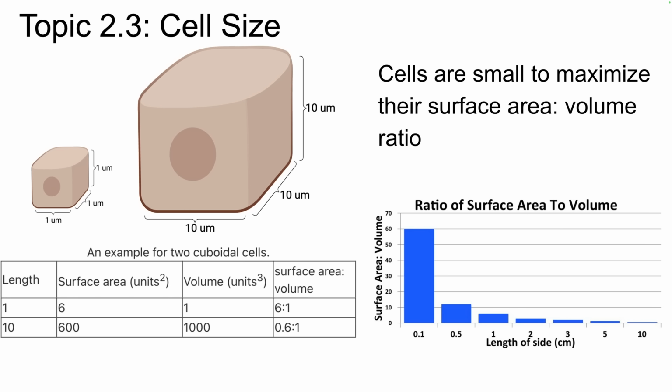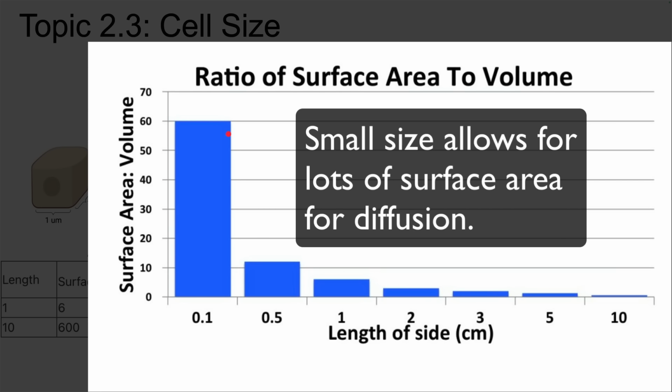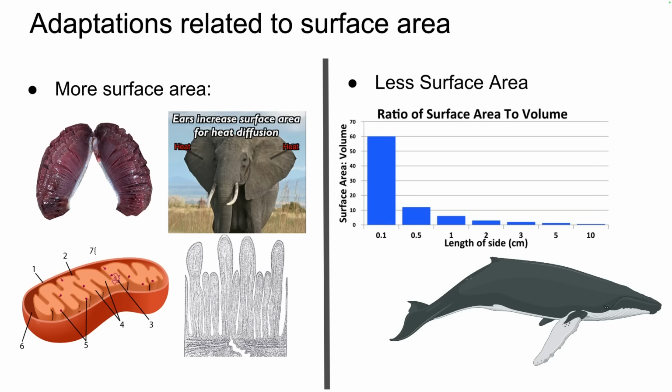Topic 2.3 is cell size, and the key idea is that cells are small to maximize their surface area to volume ratio. As objects get bigger, the amount of surface area they have relative to their volume goes down. That's why cells need to be small, so they can have lots of surface area to allow for lots of diffusion. There are many, many adaptations that relate to surface area.